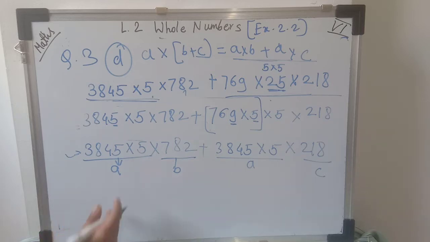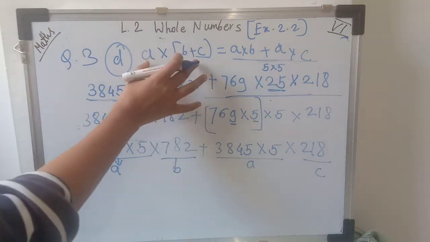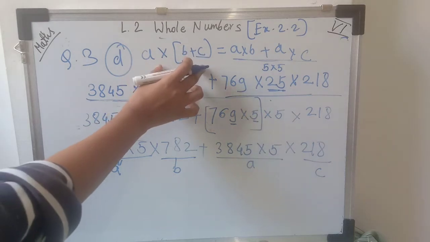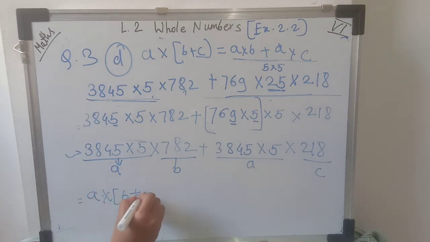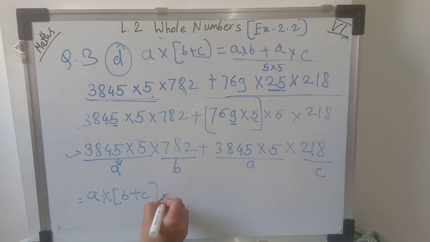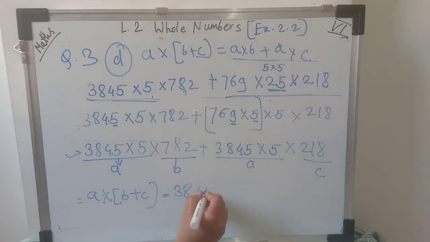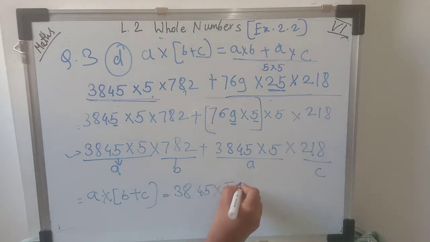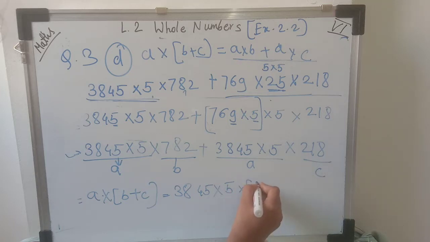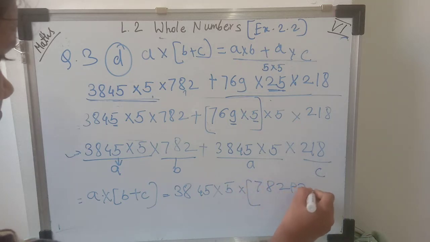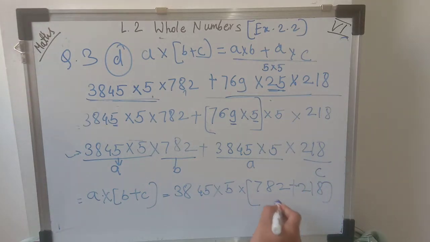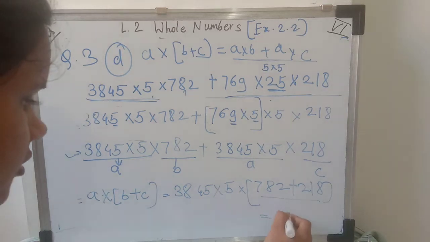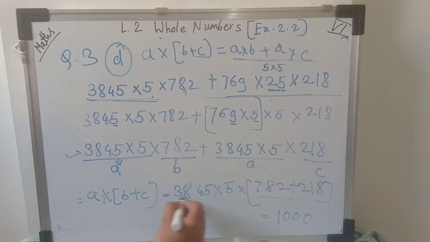Here we have to keep all those numbers in this format. So I will write A multiplied by B plus C. A is here: 3845 multiplied by 5 multiplied by 782 plus 218. If you add these two numbers, you will get 1000.